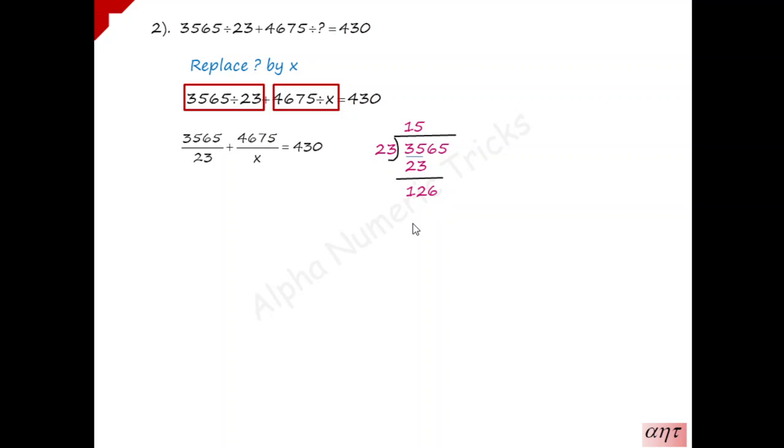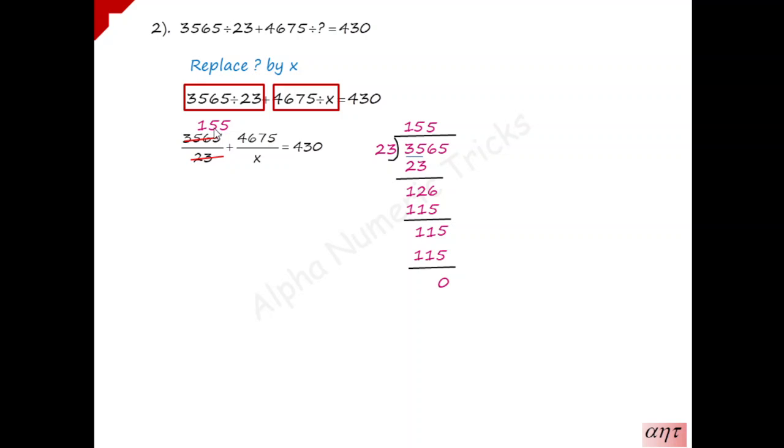So we take it to be 5. 5 into 3 is 15. 5 is written, 1 is remaining, and 5 into 2 is 10. 10 plus 1 is 11. So 5 times 23 is 115, and balance is 11, and you have to take this 5 again here, and just now we got it. 5 times 23 is 115, which is the answer here. Okay, that is, whenever you divide 3565 by 23, the answer is 155.